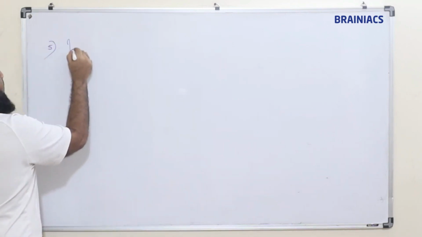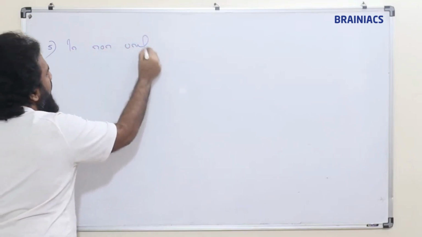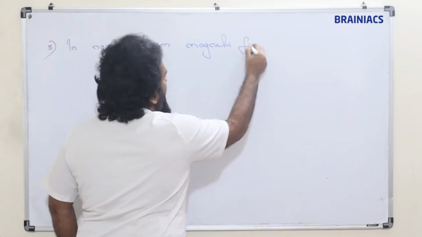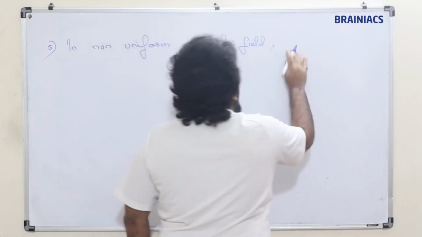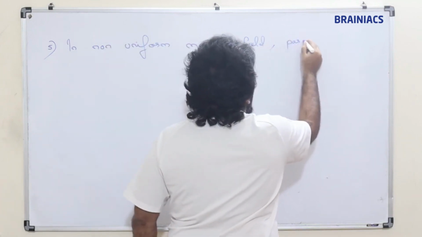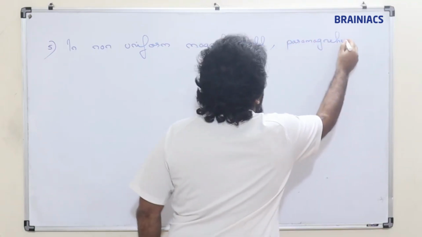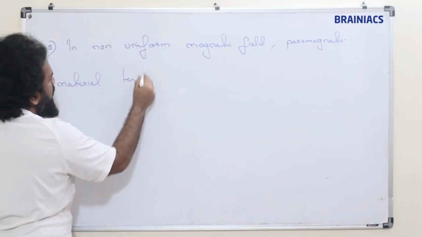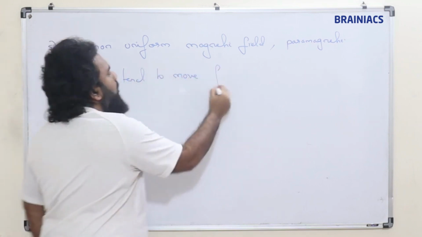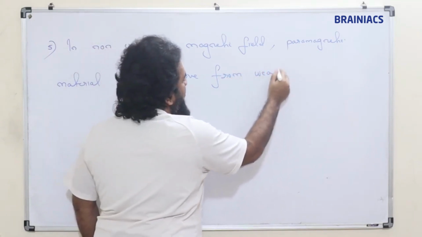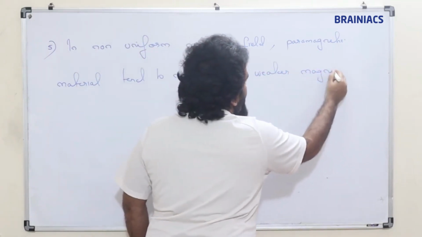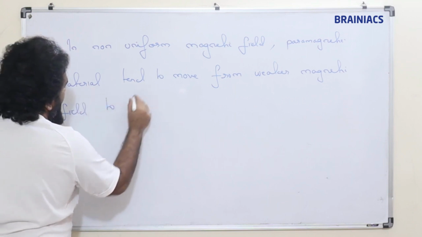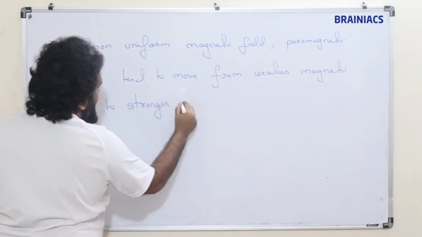Another point is, in a non-uniform magnetic field, the paramagnetic material tends to move from weaker magnetic field to stronger magnetic field.